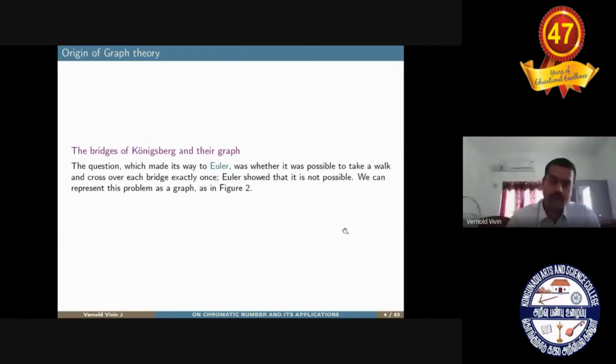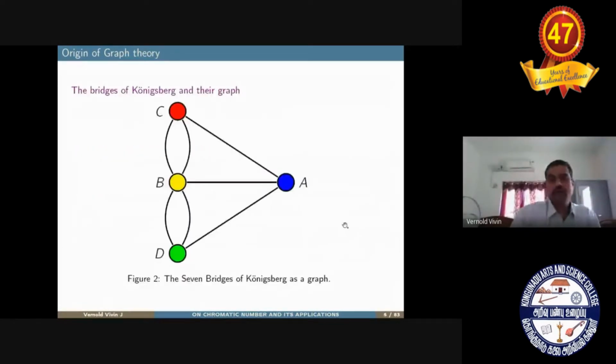I can illustrate this with the other picture. Here you can see the bridges of Königsberg and its graph. Island A, Island B, and Island B is connected to C by two bridges, and to D by two other bridges. A is connected to C, B, and D. If I start with A, is it possible to traverse each and every bridge exactly once and return to the same point A? The answer is definitely no, because if you make a path, you have to cross over the bridges twice.